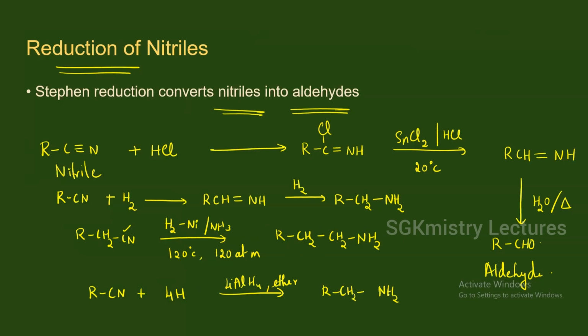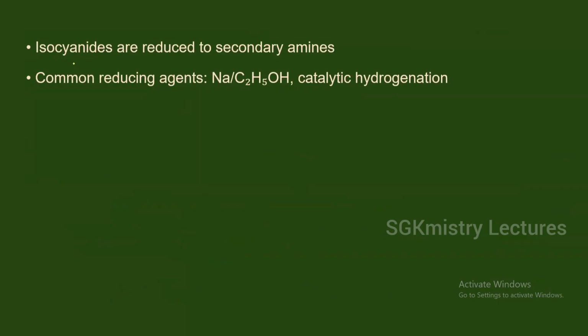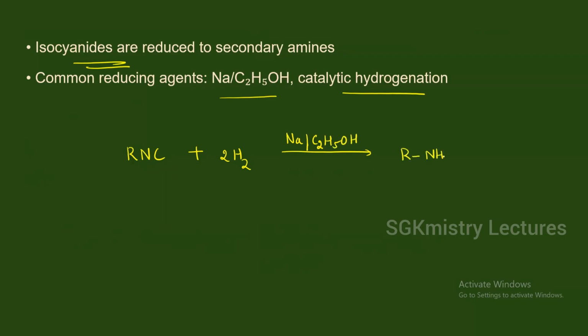Right. Next, when you're talking about isocyanides, these isocyanides can be reduced to secondary amines either by making use of sodium in the presence of ethanol or by catalytic hydrogenation. So these are the reagents that are used. You take isocyanide, that is RNC, in the presence of hydrogen. You can use one of these reagents, that is sodium and ethanol. So you get RNHCH3. This is nothing but the product from isocyanide.